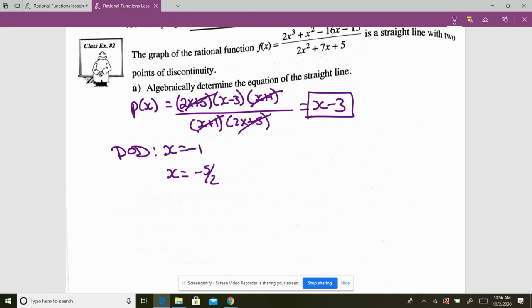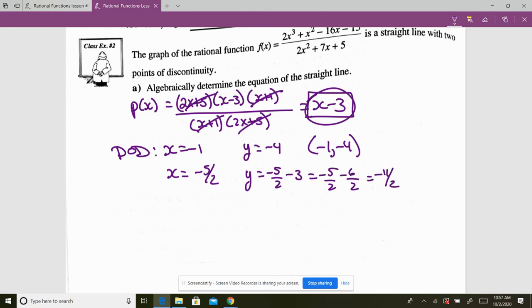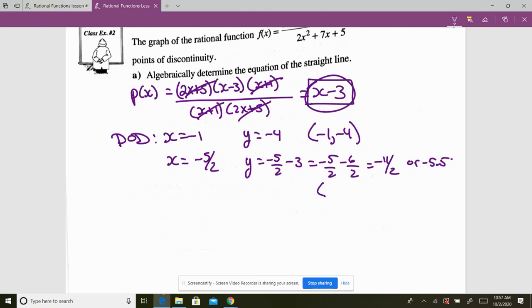How do you find the y values? Plug it into what's left over. So if I put -1 in there, I get -4. So we have one at (-1, -4). For the other one, put -5 halves in. You get -11 halves, or -5.5 for the non-fraction people. So we have a POD at (-5/2, -11/2). If you're doing it in decimals, it's (-2.5, -5.5). All right, so we've got our 2 PODs.